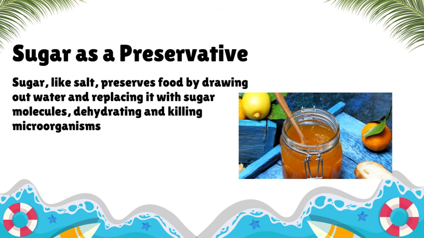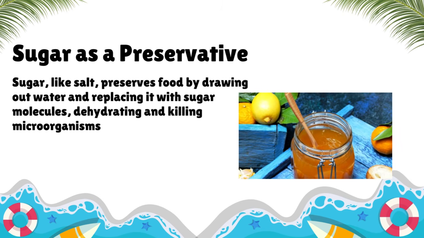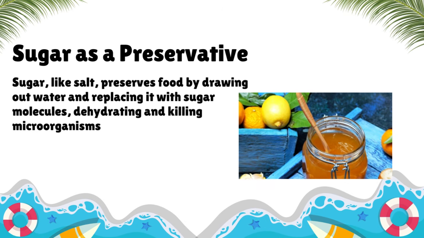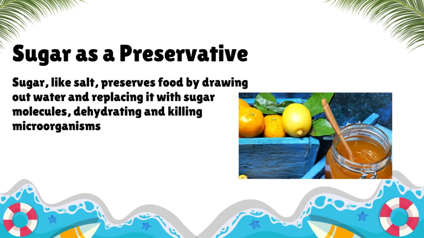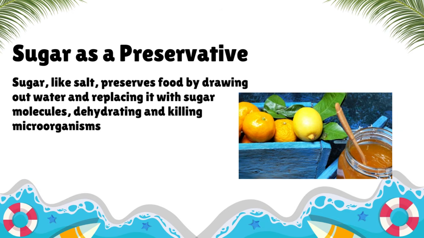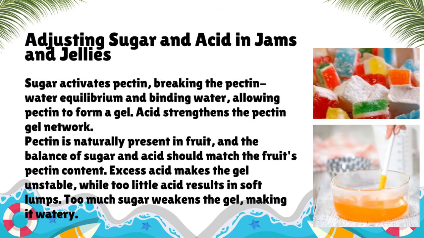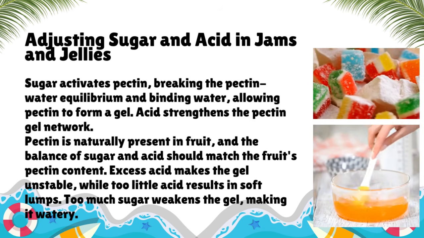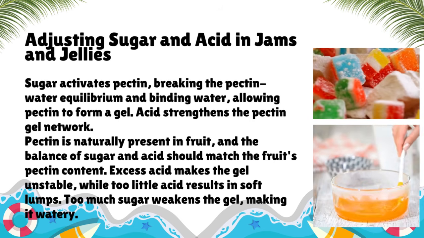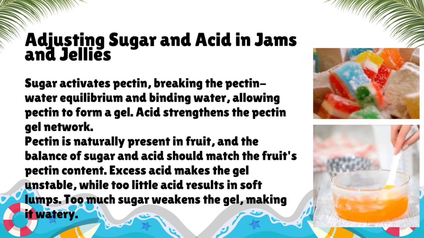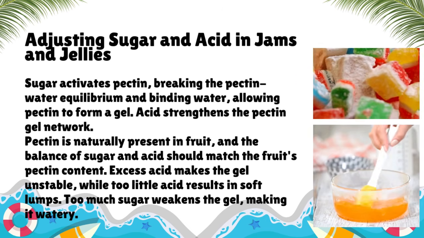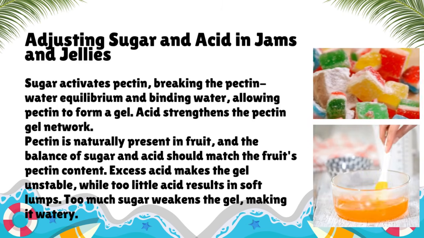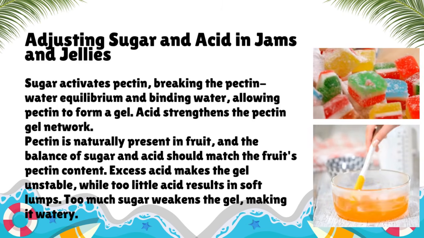Sugar as a preservative. Sugar, like salt, preserves food by drawing out water and replacing it with sugar molecules, dehydrating and killing microorganisms. Adjusting sugar and acid in jams and jellies. Sugar activates pectin, breaking the pectin-water equilibrium and binding water, allowing pectin to form a gel. Acid strengthens the pectin gel network.